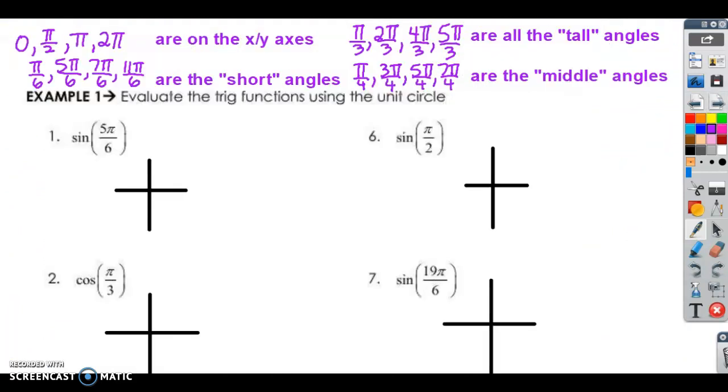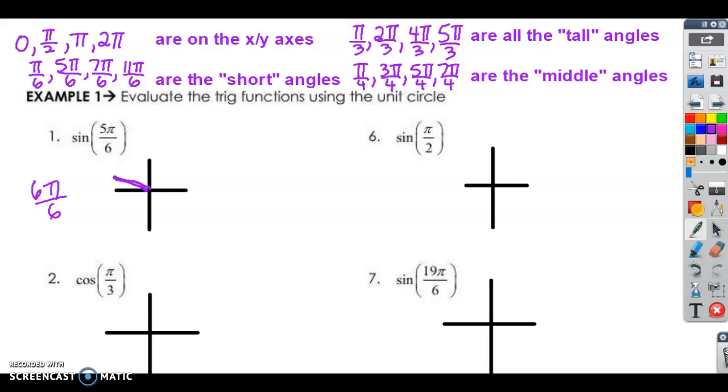Okay, the last thing we need to do is right here. A lot of times you're not going to have a unit circle directly in front of you when you're trying to figure out these values. You kind of have to quickly think about if it's a short angle, a tall angle, etc. So for the sine of 5 pi over 6, you would think, all right, halfway around is 6 pi over 6 because that's equal to pi. So where is 5 pi over 6? There you go.